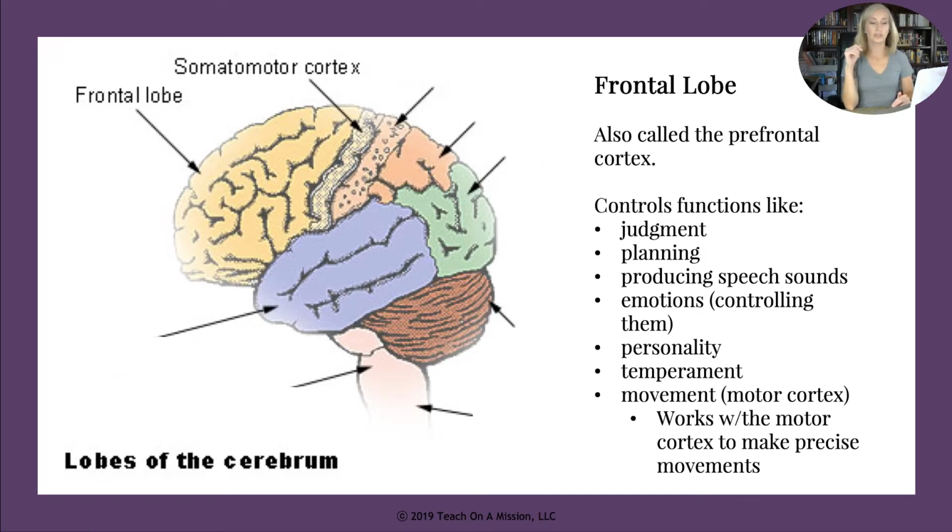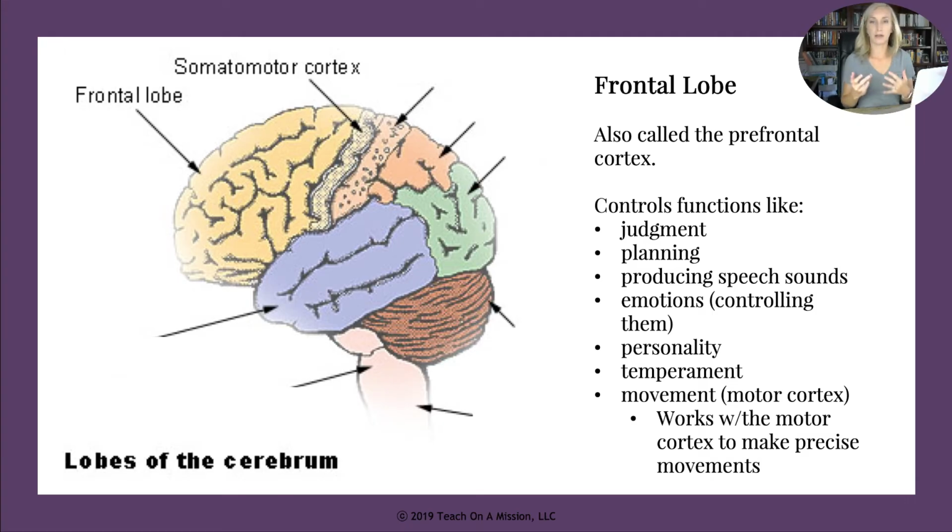So it controls functions like judgment, planning, producing speech sounds, and controlling emotions, because your frontal lobe, and I want you to write this down, censors your amygdala, right? Your amygdala is what controls your extreme behaviors. You might want to turn back in your old notes and write that down. Your amygdala controls extreme fear and aggressive behaviors. So if you don't have a frontal lobe that censors that, you're going to be all kinds of scared and aggressive. The frontal lobe also controls personality, temperament, and movement with the motor cortex.